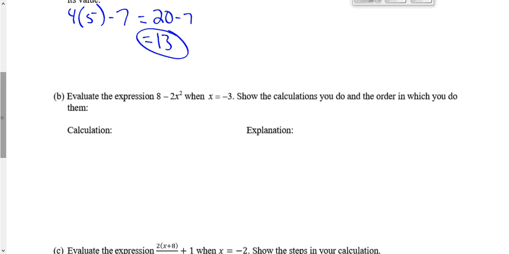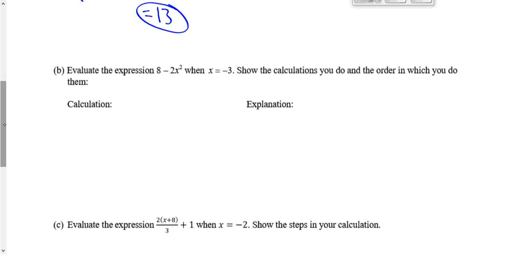Okay. 8 minus 2x squared when x equals negative 3. Got to be careful with this one here. And so 8 minus 2. Now I definitely want to use parentheses here, okay? Instead of the other way, this is one of those situations where it's more appropriate than just a dot, right? Negative 3 gets squared. So what should I do first? The 8 minus 2? No. Negative 3 squared. You got to do the squaring, right?